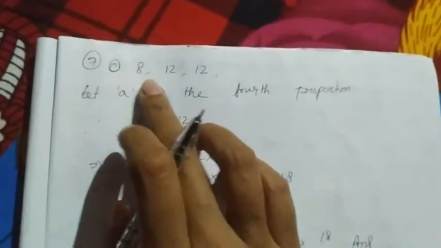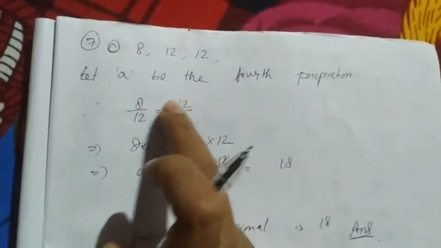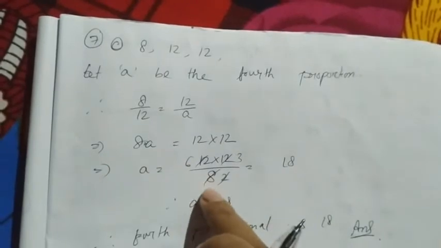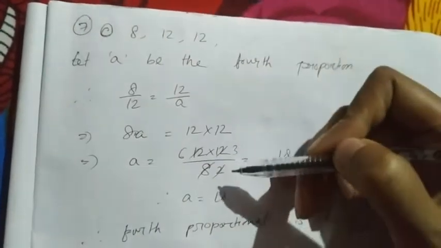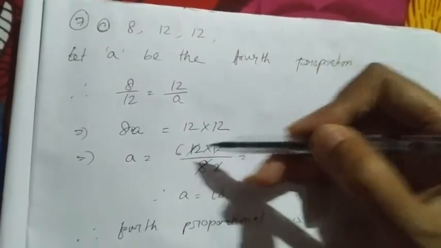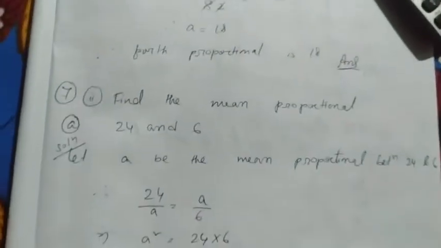Question number 7C. Let A be the fourth proportion. Similarly, 8 into A equals 12 into 12. So 4 2s are 8 and 4 3s are 12. So 2 into 2 is 6, and 6 into 3 is 18. So the required fourth proportion is 18.